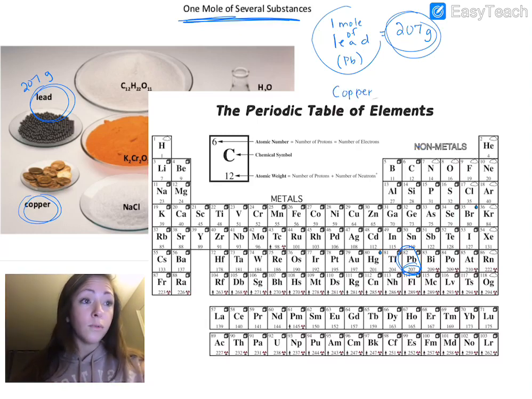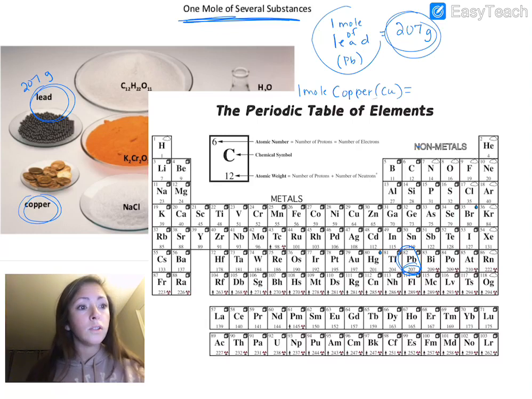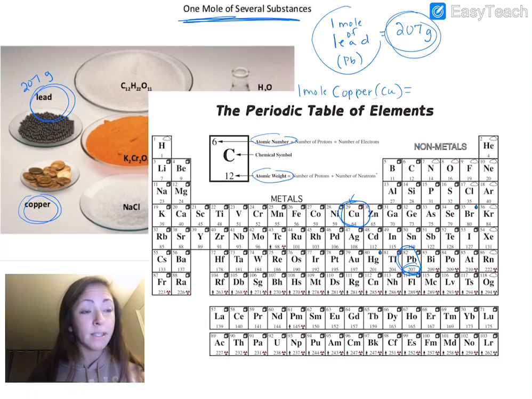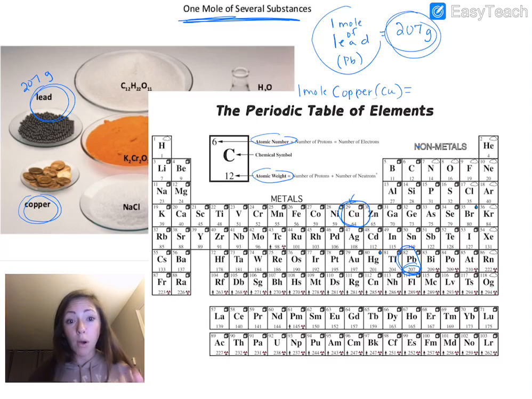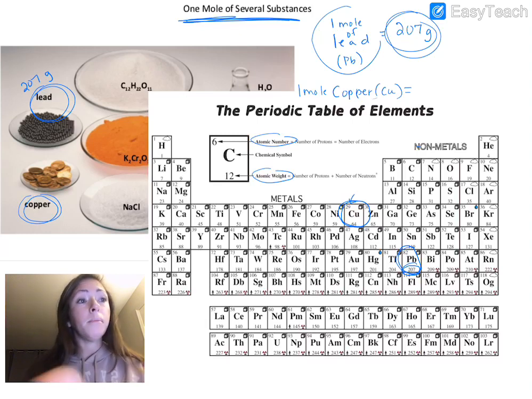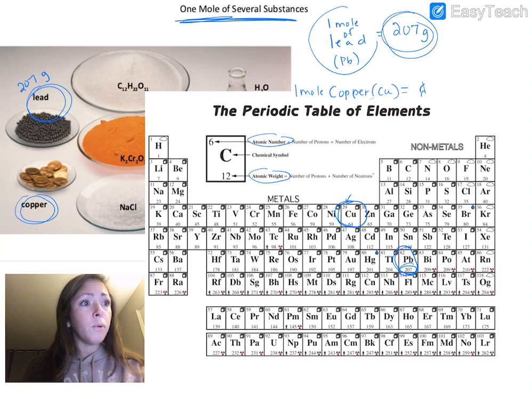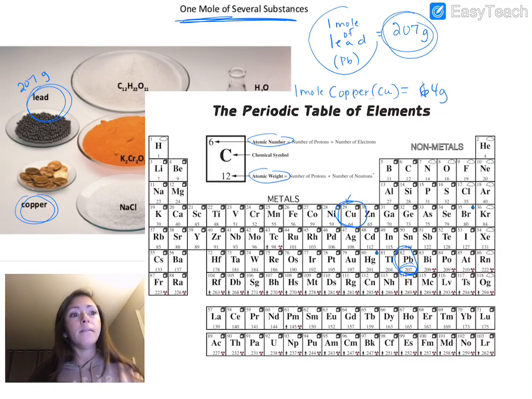Copper is Cu, so 1 mole of copper is equal to, if I find copper on the periodic table, remember this is the atomic number, okay? This is the atomic weight, the mass, which we are now learning is the molar mass in grams. So it's the amount the substance weighs in grams per mole, okay? Now, copper weighs 64 grams per mole, okay?